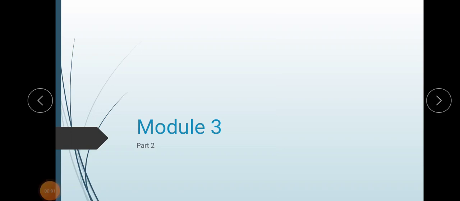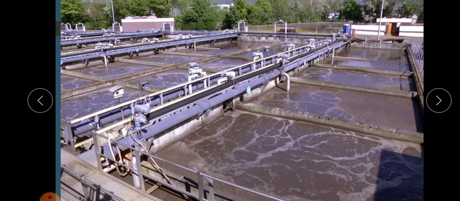Good morning, students. So let's start the second part of module 3, that is about sewage treatment. Okay, so this is a sewage treatment plant. There are different units for a sewage treatment plant, so now we can discuss these units under sewage treatment plant.